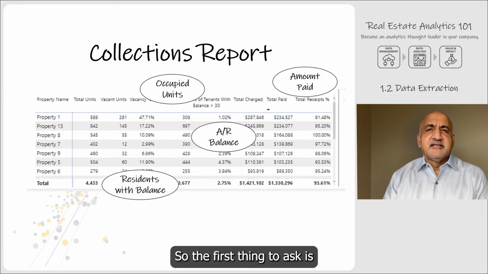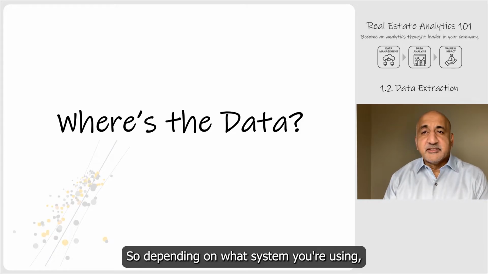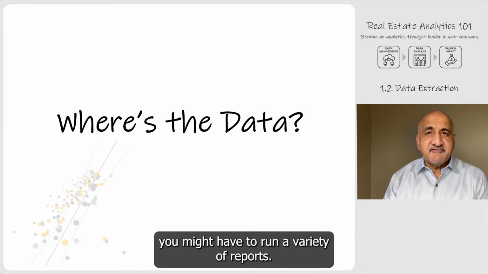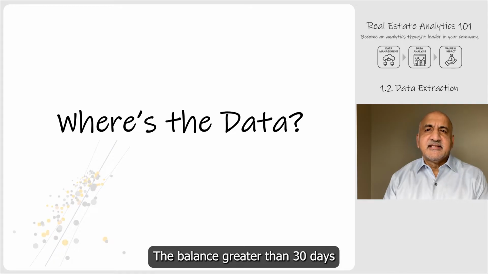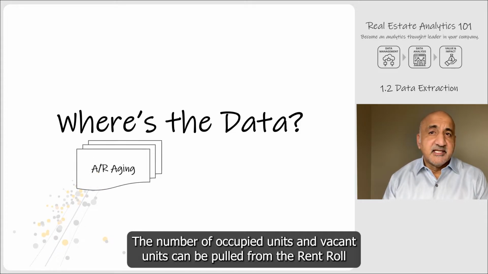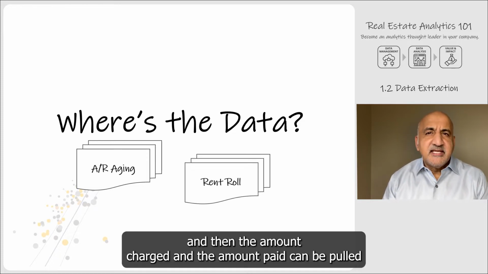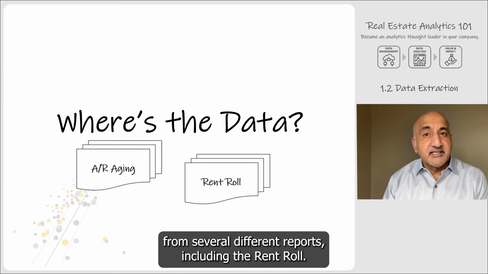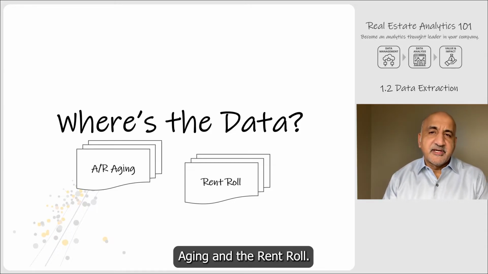So the first thing to ask is, where is this data going to come from? So depending on what system you're using, you might have to run a variety of reports. The balance greater than 30 days will have to come from the accounts receivables aging report. The number of occupied units and vacant units can be pulled from the rent roll. And then the amount charged and amount paid can be pulled from several different reports, including the rent roll. So let's build our collection summary using the AR aging and the rent roll.